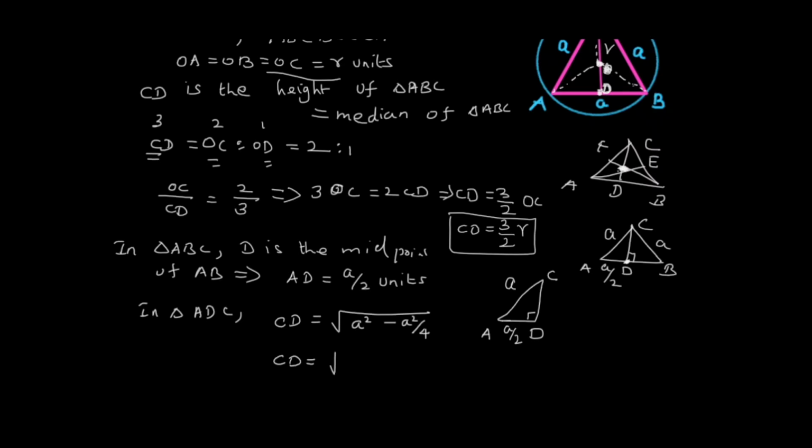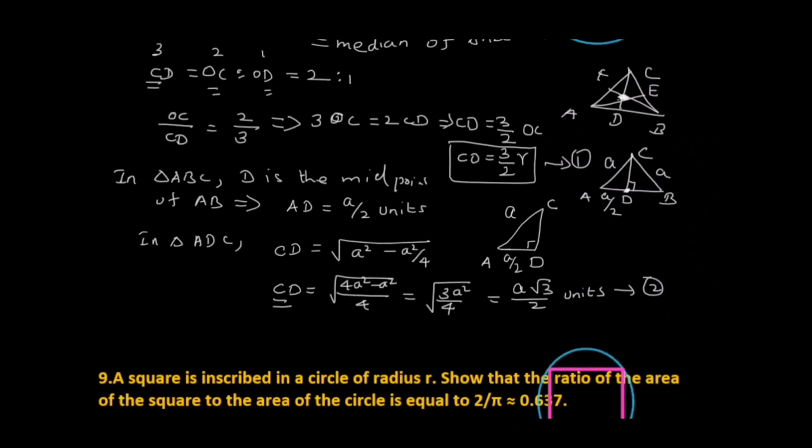So CD is equal to, taking LCM, the square root of (4A squared minus A squared) divided by 4, which is equal to the square root of 3A squared by 4. A squared and 4 are square numbers, so we can take A root 3 by 2 units. Take this as the first equation. This is the second one. Comparing 1 and 2, here in both places we are getting CD. CD we got as A root 3 by 2. So comparing 1 and 2, what are we getting?